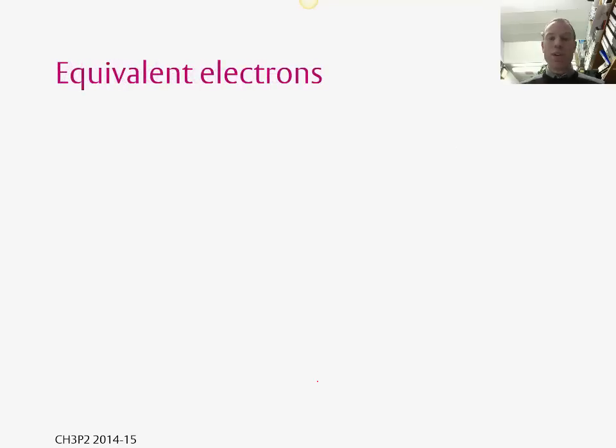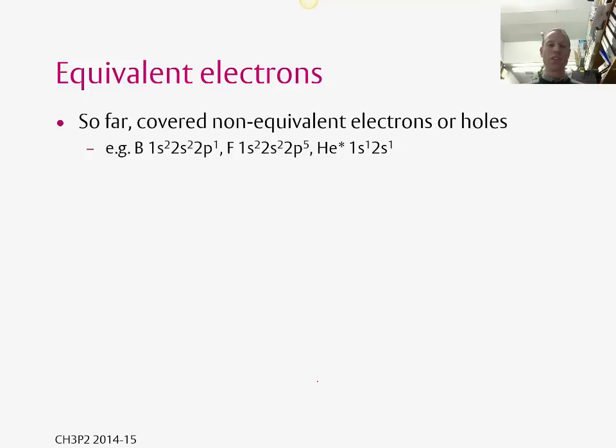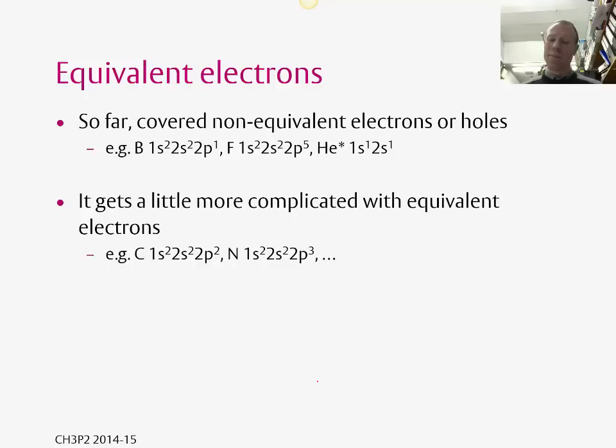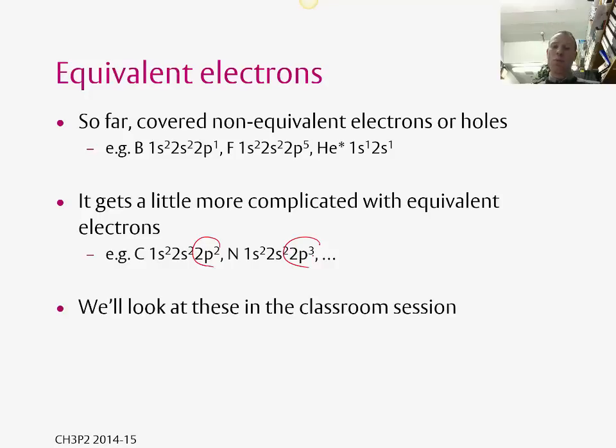You'll have seen in this example we had 1 electron in the 1s orbital and 1 electron in the 2s orbital. This means the electrons are different, and this makes the coupling easy. It gets a bit more complicated if you have equivalent electrons, say for example in a carbon atom. So here we have 2 electrons in our 2p orbital, but these are equivalent, so we don't know exactly which orbitals they're in. All we know is that they're going to be parallel in the ground state. And same for nitrogen. If we have 3 electrons in the 2p orbital, we don't know exactly where they're going to be. And they're all actually the same because they're all in a 2p orbital. So this is what we're actually going to do in the classroom session. It's a bit more complicated, so we'll work through it in class.